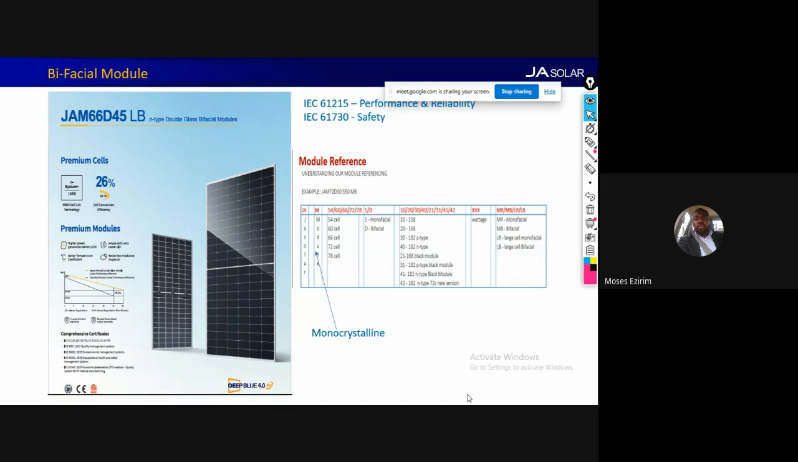So this is our data sheet. I saw Mr. Christopher uploading our data sheet. If you check this data sheet, there are some key parameters you need to focus on. This data sheet lists IEC 61215, which means the module has been tested for performance and reliability, and it has passed. That is the reason you will see the comprehensive certificate here. Same thing with IEC 61730: it has undergone safety tests and it has passed.